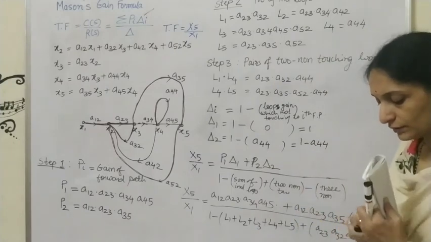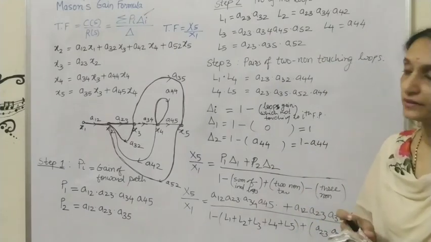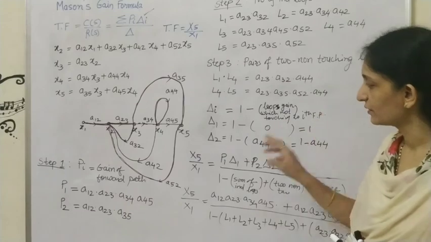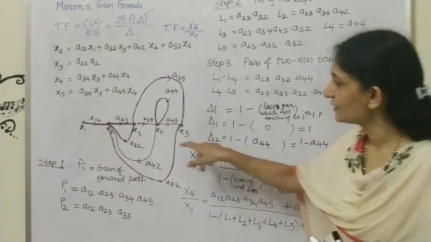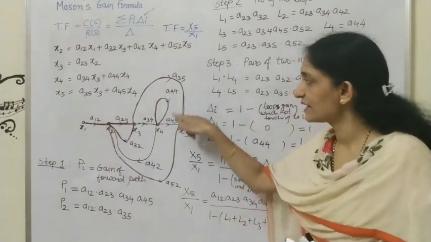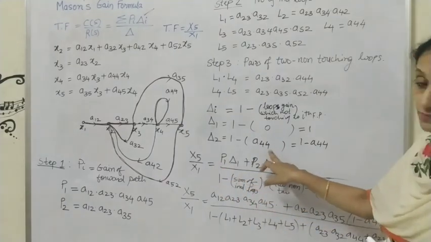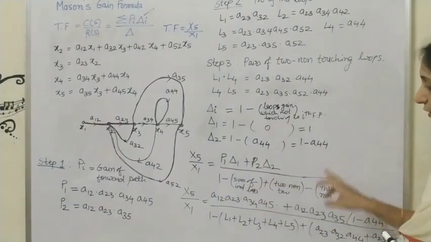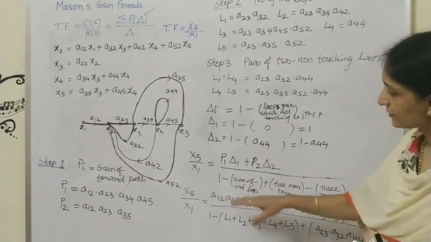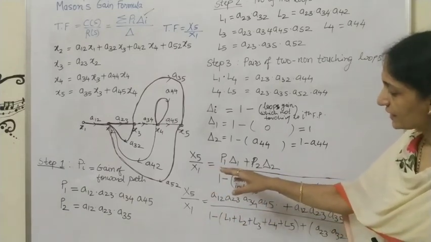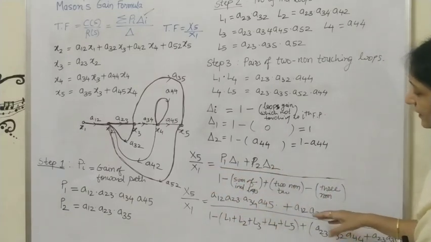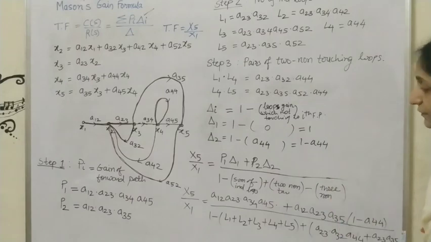So if the loops are touching that forward path, we will put 0 here. For delta 2, we have seen that in the second forward path, this self loop is not touching. So we have substituted the loop gain here and we got the answer. And at last, we will rearrange x5 by x1. We will rewrite that formula. We have substituted all the values.